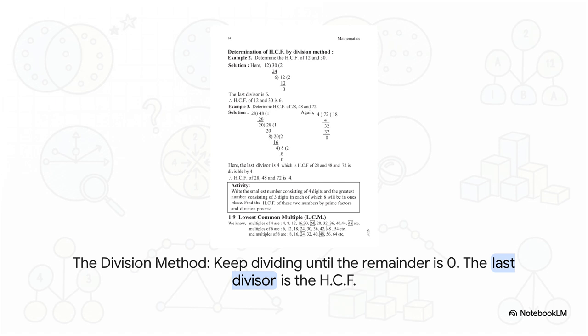Now here's another really cool trick, the division method. I know, it looks a little crazy at first glance, but the process is actually pretty clever. You just divide the big number by the small one. Then you take the remainder and divide the previous divisor by it. You just keep doing that over and over until you get a remainder of 0. And that last number you divided by, bam, that's your HCF. It's an awesome shortcut.